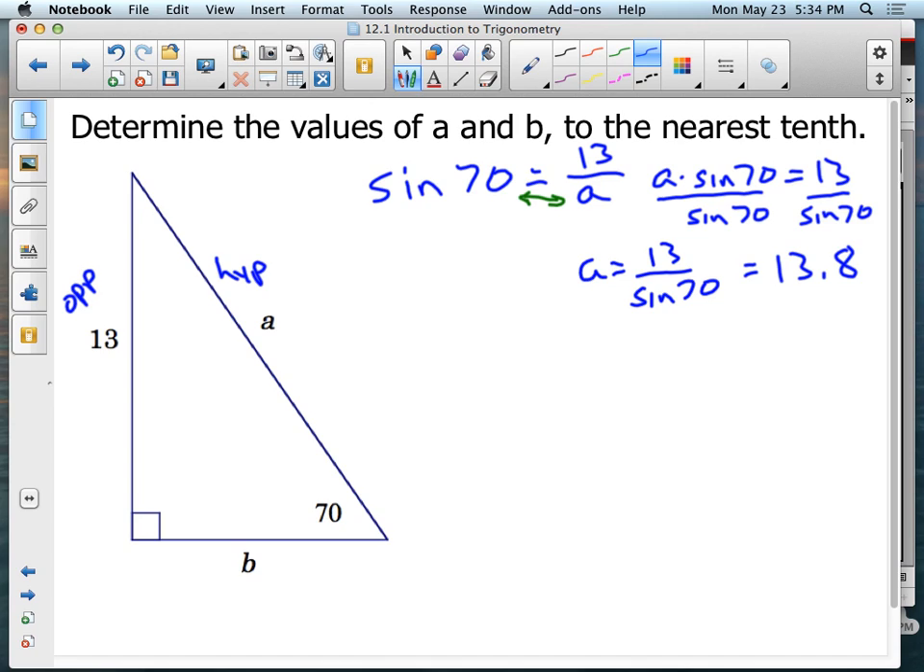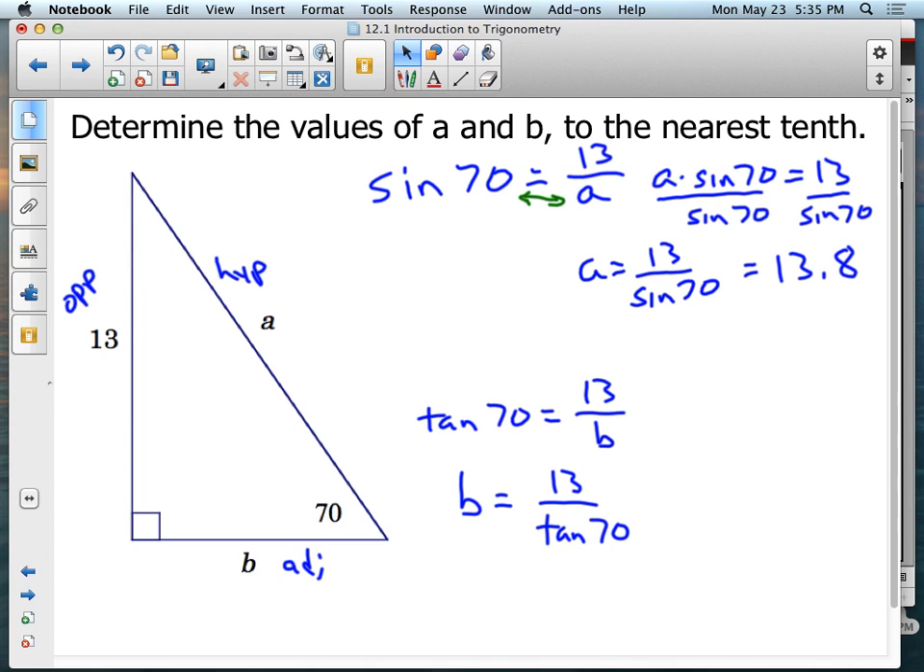So how'd you do for finding b? If I'm looking at b, b is adjacent. So I know the 13 is an exact value, so I'm going to use the 13 in here. So it looks like based on the 70-degree angle, the 13 is the opposite, the b is the adjacent. Tangent is opposite over adjacent. So I'm going to say that the tan of 70 is opposite over adjacent. And I remember from my previous problem that I can just switch the variable around. So b now is equal to 13 over tan 70.